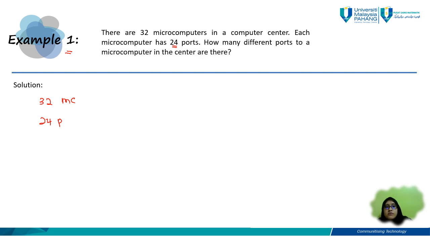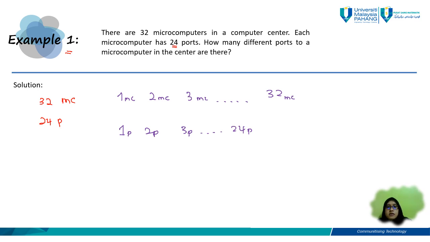So how many different ports? How do we solve this? We are going to solve by using the product rule. I use an illustration first for better understanding. Let's say this is the first microcomputer, second microcomputer, third microcomputer, until the 32nd microcomputer. And we also have 24 ports. That means this is the first port, the second port, the third port, until the 24th port.